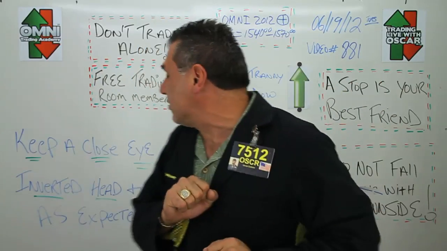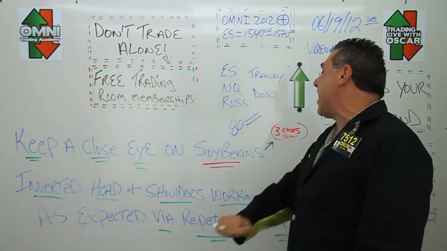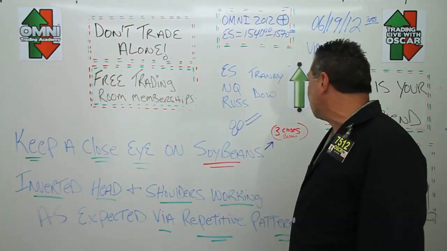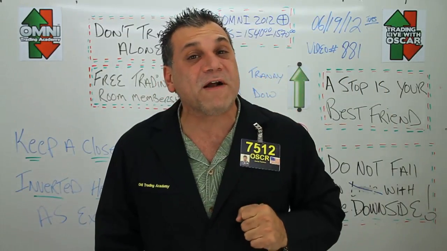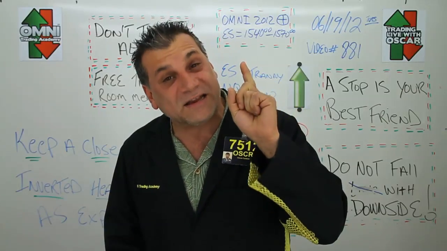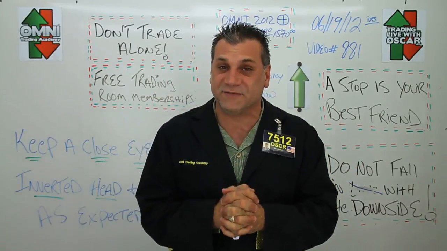And in this video tonight, we're also going to talk about soybeans because we have to keep a close eye on soybeans. They have been now 3 closes below a very important Omni average, and that can be quite meaningful, and I'll show you that as this video progresses this evening.